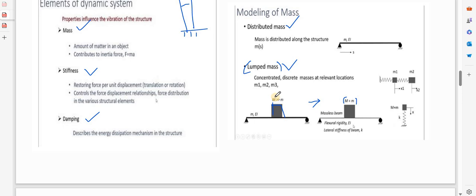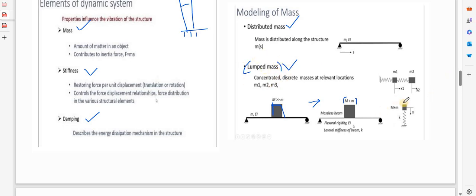So in the modeling of the mass, there are two types: distributed mass and lumped mass. Distributed mass means the total mass or weight of the structure is assumed to be distributed throughout the beam as a UDL. You know what a UDL is, that is a uniformly distributed load. But in a lumped mass system, we assume that the mass is concentrated at a single center. So those are the two types of mass. Our discussion will be mainly on this lumped mass.